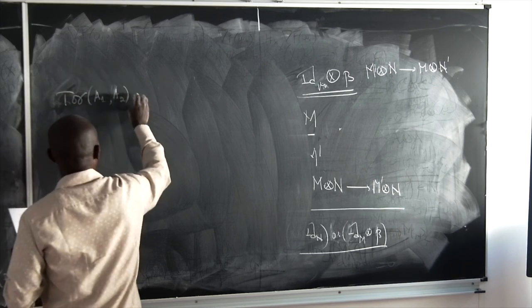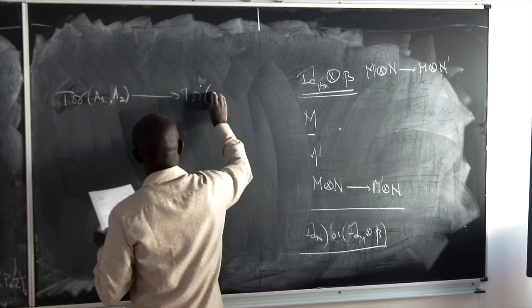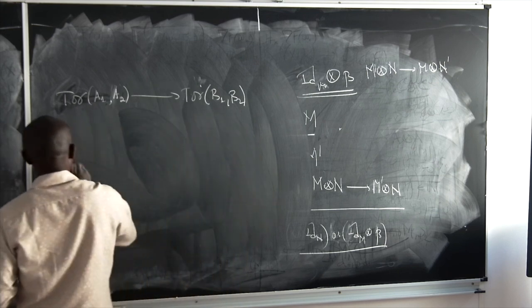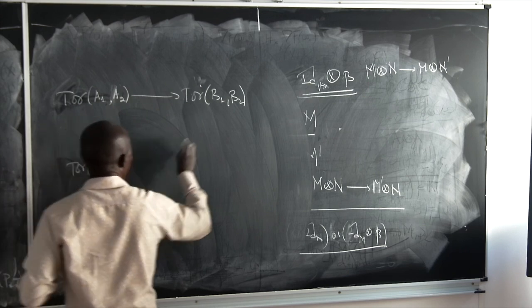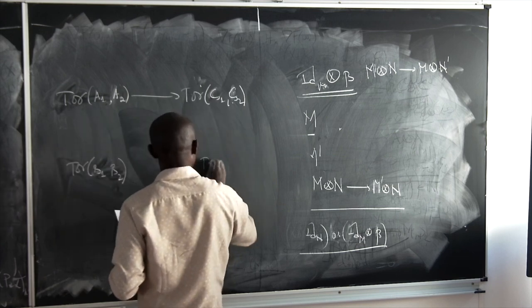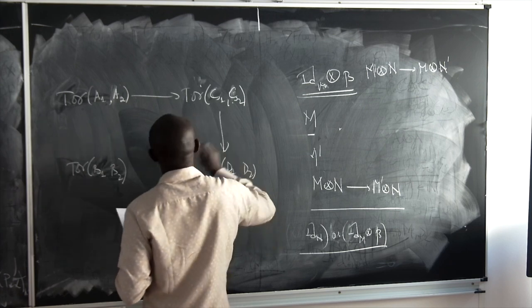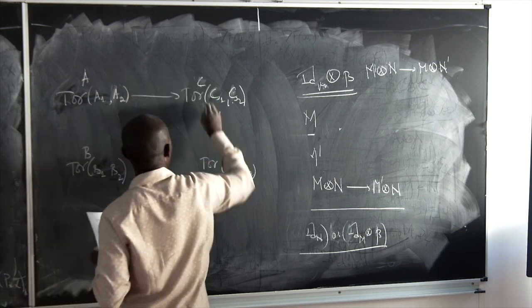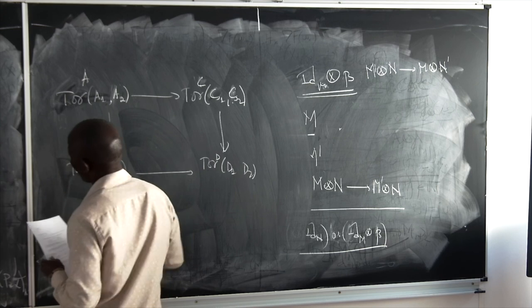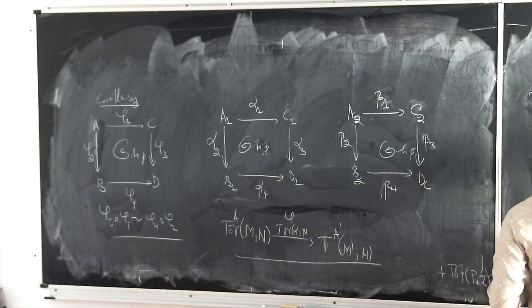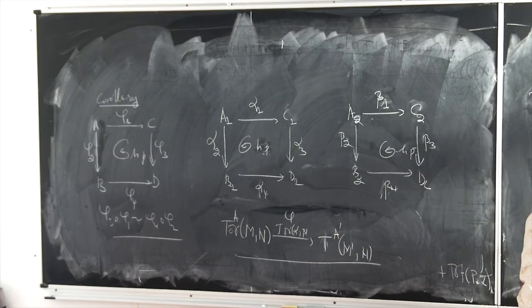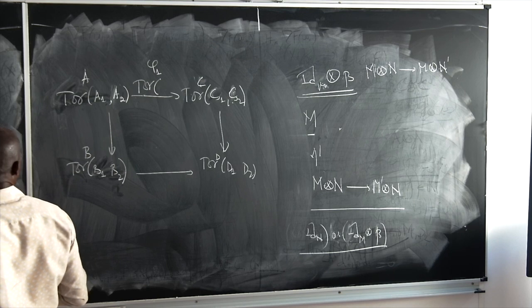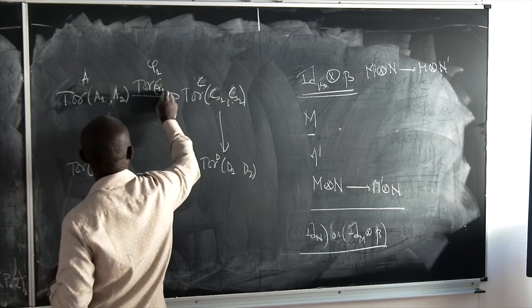A1, A2, B1, B2, C1, C2, and the last one is D1, D2. Here we have A, B here, C here, and D here. The maps are given by the maps given here. So to go from A to C, the map you have is phi 1. We have phi 1 here. To go from A to C1, we have the map alpha 1. So we have alpha 1 here and beta 1 here.